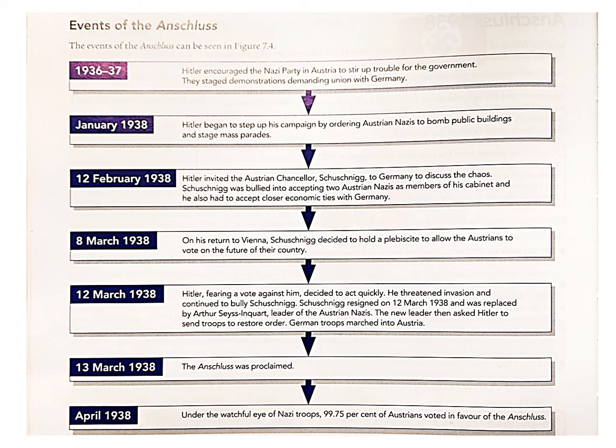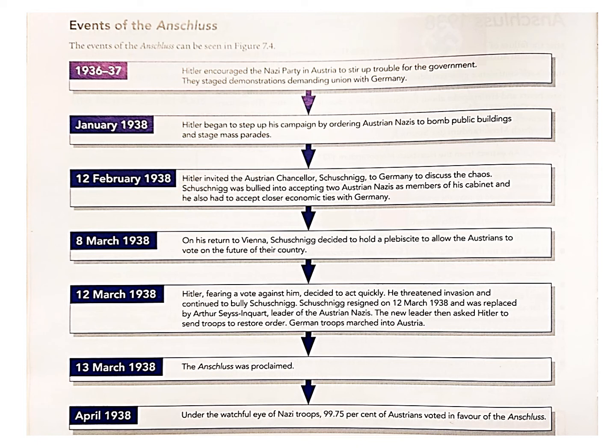Okay, so remember, Hitler has already encouraged the Nazi Party to stir up trouble in the past, so he does the exact same thing. In January 1938, Hitler began to step up his campaign by ordering Austrian Nazis to stop bombing public buildings and staging mass parades. So again, he says, start some chaos, start protesting. In the next month, Hitler invited the Austrian Chancellor, a man called Schuschnigg, to Germany to discuss this chaos. The Chancellor was bullied into accepting 2 Austrian Nazis as members of his government, and he also had to accept closer economic ties with Germany.